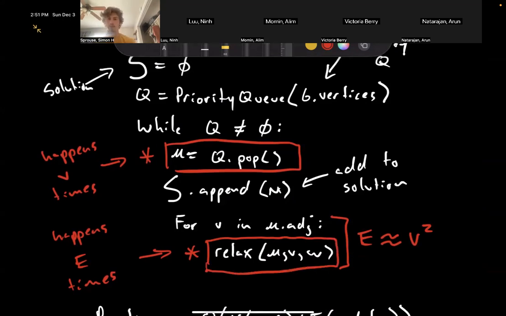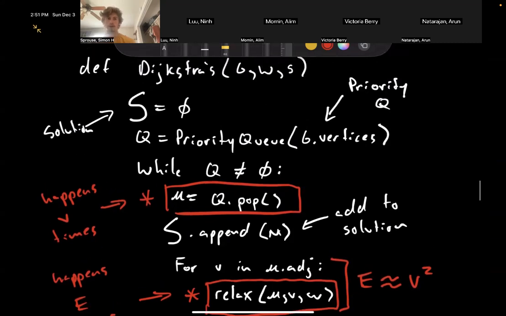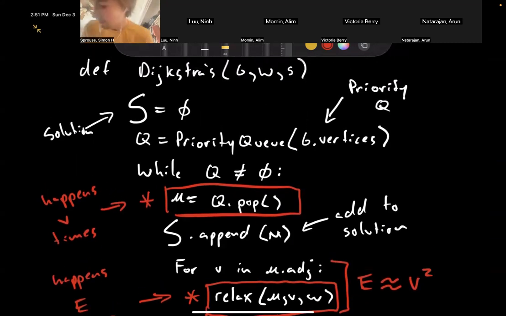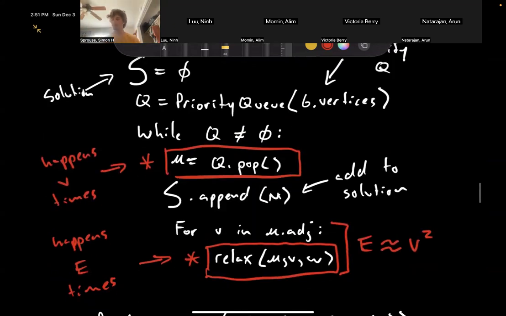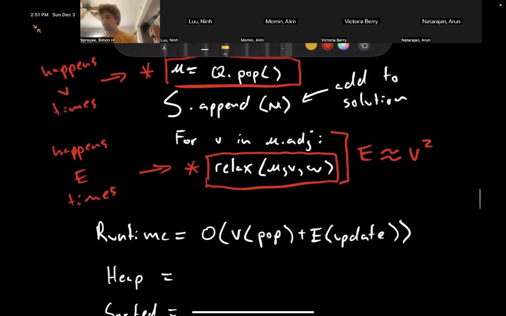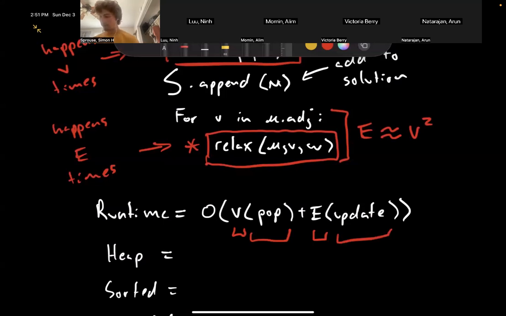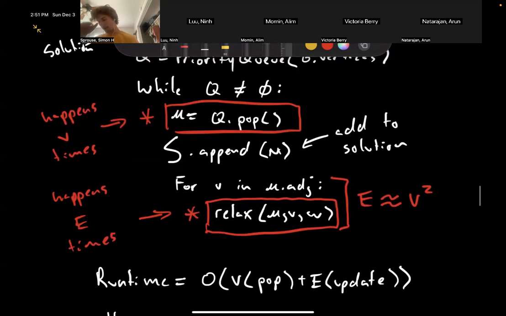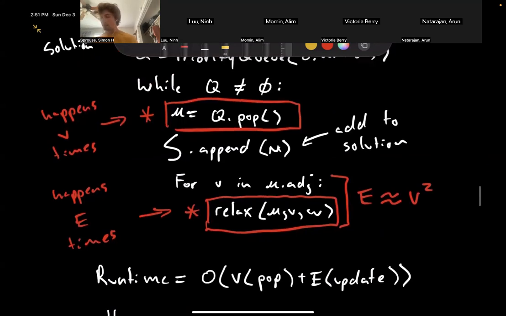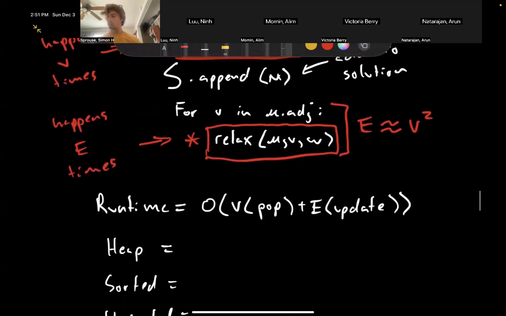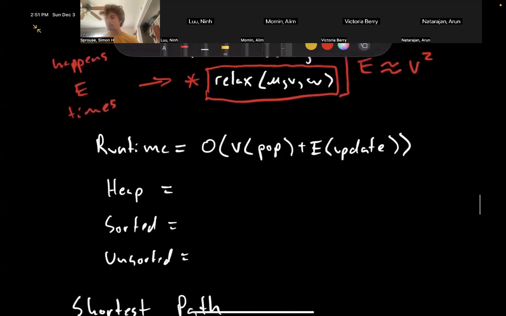The picture that I'm trying to paint is that we've got these two operations. One happens V times and one happens E times. And these are the expensive ones. So we can rewrite the runtime for Dijkstra's as: we've got this thing that happens V times, however expensive it is, plus this thing that happens E times, however expensive that is. I referred to the first one as pop because that's removing from the priority queue. And I referred to the second one as update because relax updates the priority queue at each step.